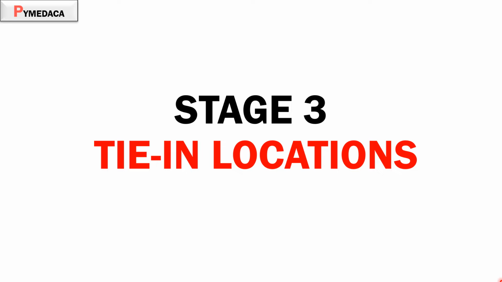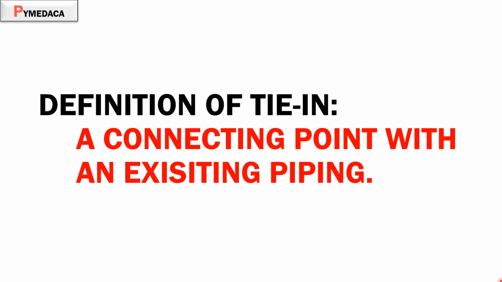So what is stage 3? Stage 3 is about tie-in location. So tie-in location has to be finalized. In the previous videos, we have seen the skid locations as well as pipe routing. But now we are going to see the tie-in locations finalization. But before that, we have to understand what tie-in location is all about.